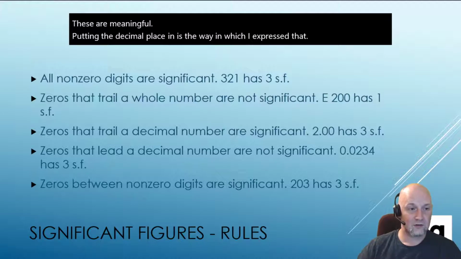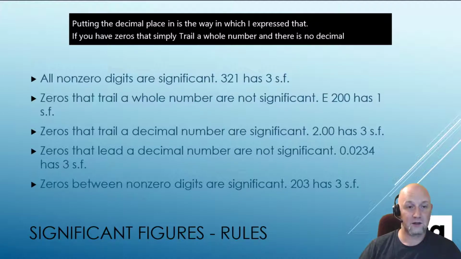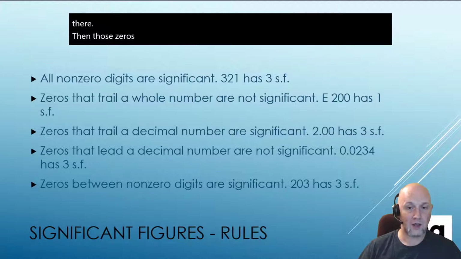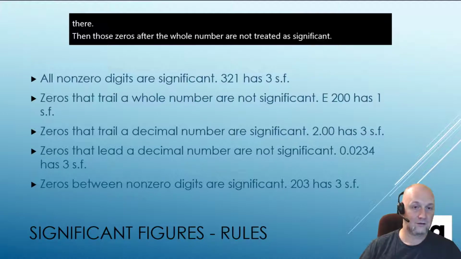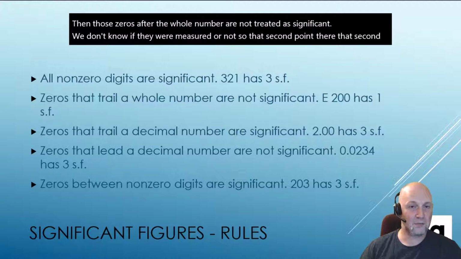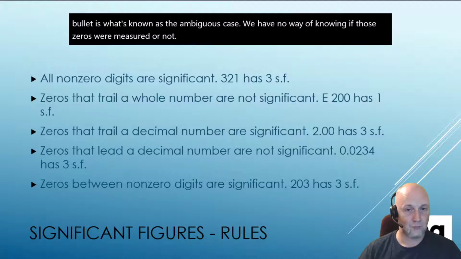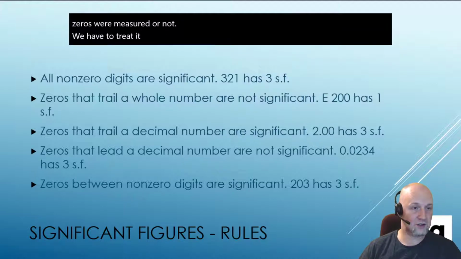Whereas if you have zeros that simply trail a whole number and there is no decimal point there, then those zeros after the whole number are not treated as significant. We don't know if they were measured or not. So that second point there, that second bullet, is what's known as the ambiguous case. We have no way of knowing if those zeros were measured or not. So we have to treat it as one significant digit.